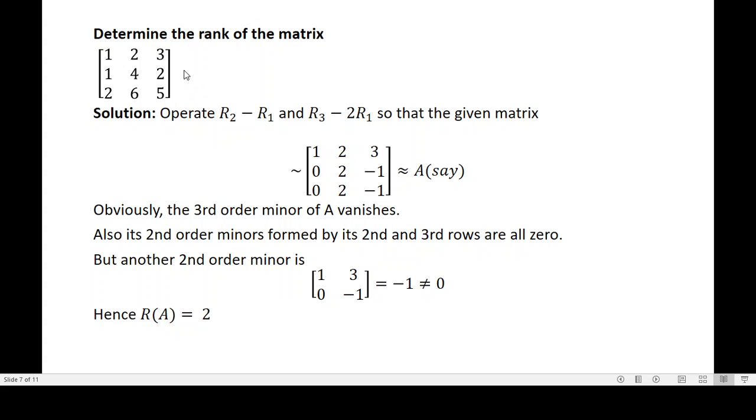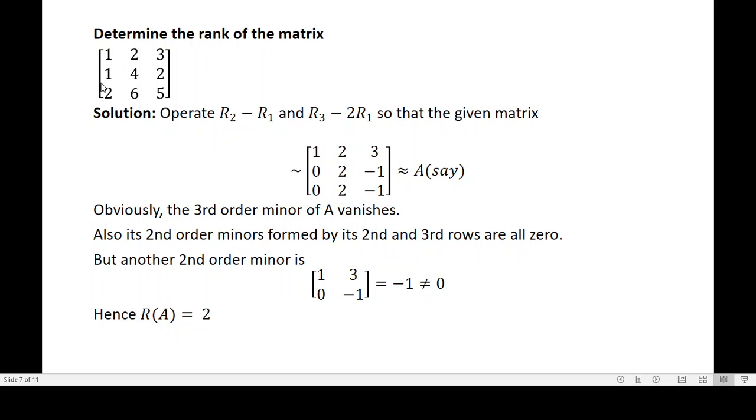Now, let me use elementary row operations. The first row operation is R2 minus R1. In the first row the element is 1, and in the second row the element is also 1. So R2 minus R1 makes this element 0. So we have 1 minus 1, that is 0, 4 minus 2, 2, 2 minus 3, equal to minus 1. So the given matrix is equivalent to 1, 2, 3, 0, 2, minus 1.